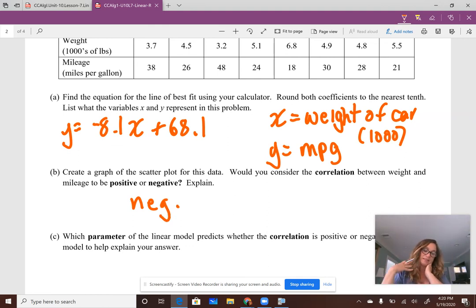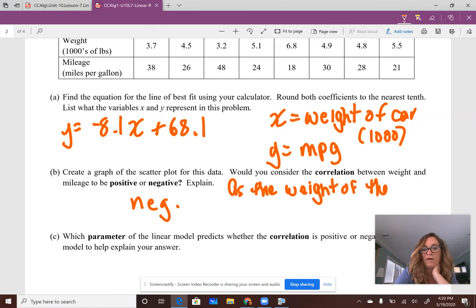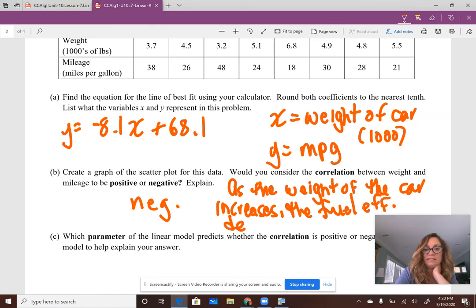And you could say that the slope is negative, or you could say really nicely as the weight of the car increases, the fuel efficiency decreases. And I kind of use this as a sentence starter every time. As the X increases, the Y blank. And your choices for the blank are increases, decreases, or stays the same.